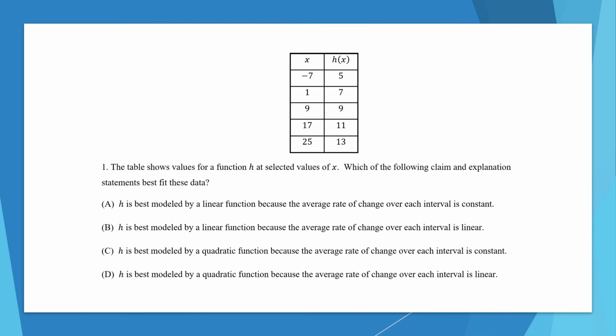All right, so number one, the table shows values for function h at selected values of x. Which of the following claims and explanation statements best fit this data? So here we want to see first, is it linear or quadratic? And then we want to match the correct answer choice that correlates with the correct answer.